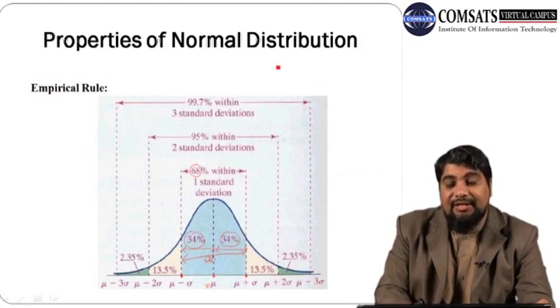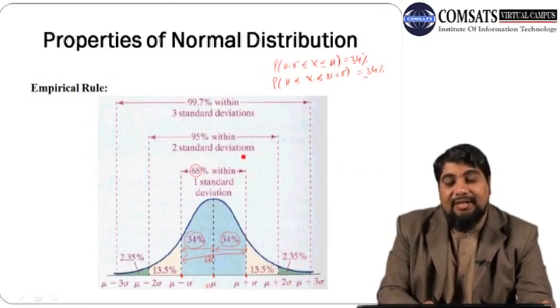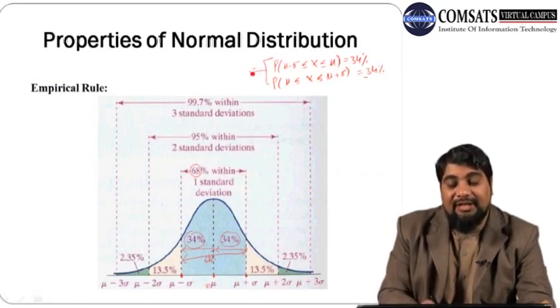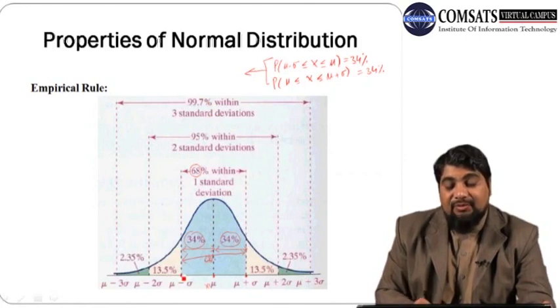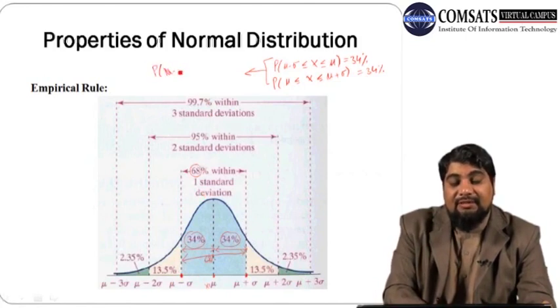Or in notation, we can write the probability that mu minus sigma is less than or equal to x, less than mu, is 34%, and similarly from mu to mu plus sigma, it is also equal to 34%. Note that these two rules have been derived from the probability from mu minus sigma to mu plus sigma, total 68%. So the probability that mu minus sigma is less than or equal to x, less than or equal to mu plus sigma, is 68%.